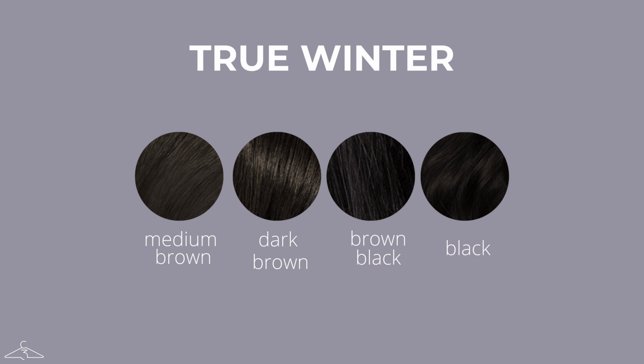Another really great way to distinguish between these two color seasons is hair color and the various shades you have within each season. If you are a true winter, you are always going to have hair that is either brown or black, whether it's medium brown, dark brown, brown black, or even jet black. Here there is zero possibility of having blonde hair, of having red hair, anything like that. It's always going to stay true to the kind of dark and icy nature of what winter is.